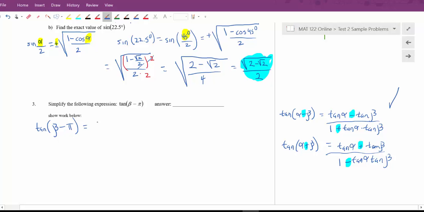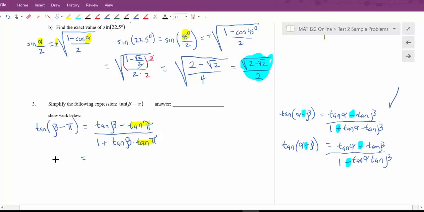So what you're going to say is the tangent of beta minus the tangent of pi all over 1 plus the product of tangent beta times the tangent of pi. Like that. Okay? So now, what we need to do is just figure out what the tangent of pi is. You can look at a unit circle on that and figure that out if you want to.